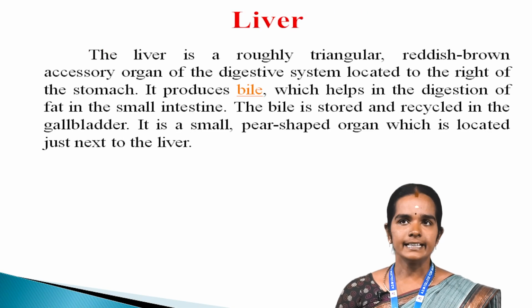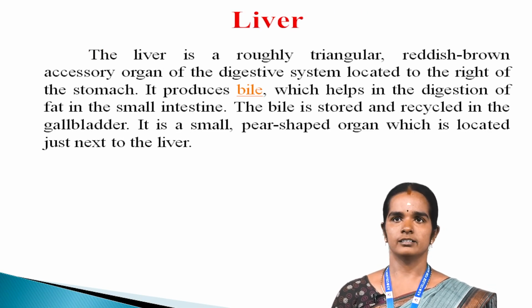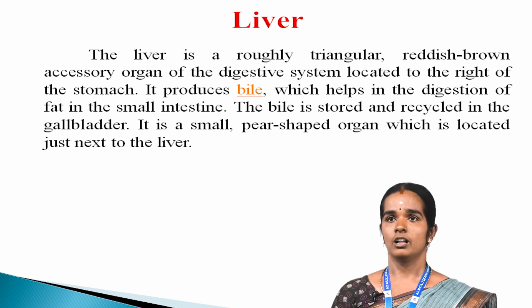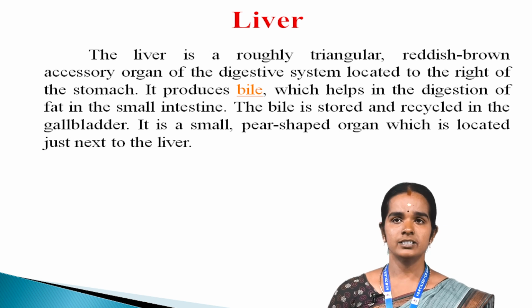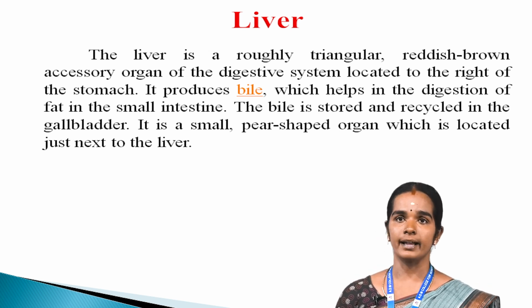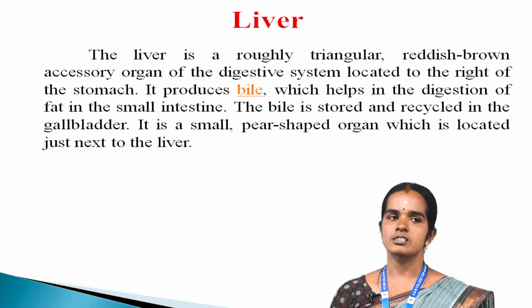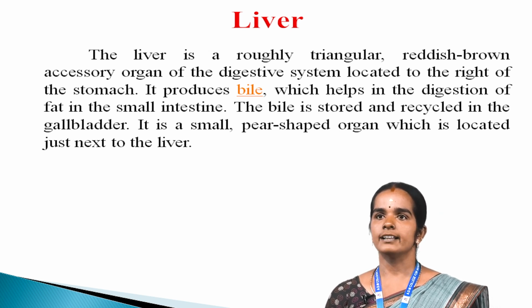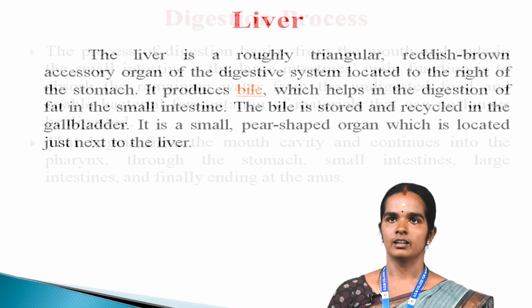Liver. The liver is a roughly triangular, reddish-brown auxiliary organ of the digestive system. Located to the right of the stomach, it produces bile, which helps in the digestion of fat in the small intestine. The bile is stored and recycled in the gallbladder. It is a small pear-shaped organ which is located just next to the liver.